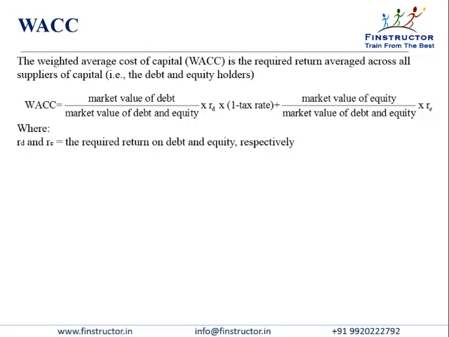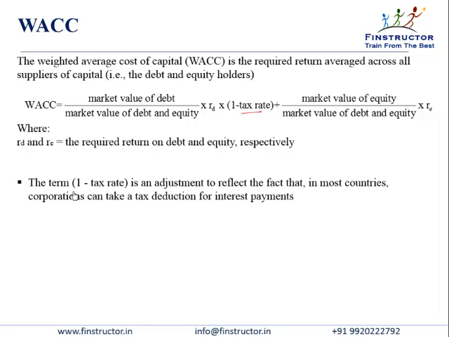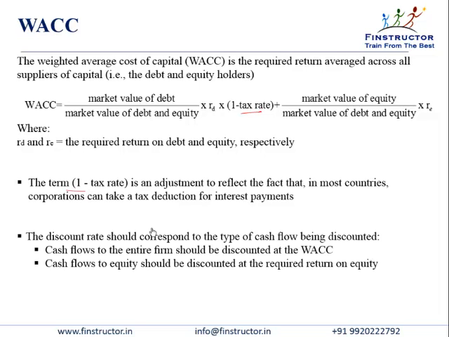Finally, the weighted average cost of capital is calculated as the weight of debt times the cost of debt times (1 minus the tax rate). This is because in most countries in the world, interest expense is a tax deductible expense, plus the weight of equity times the cost of equity. Please note, when you are computing the weight of debt or the weight of equity, it is always based on market values. So market value of debt upon market value of debt plus equity will be the weight of debt, and similarly the weight of equity. And 1 minus tax rate, this is because interest is tax deductible.